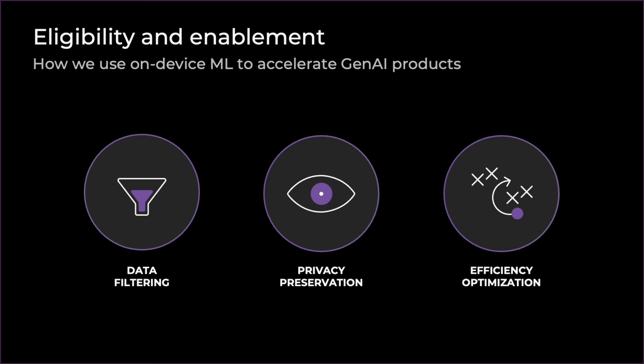And third, efficiency optimization. Performing initial data processing on device can reduce the computational load on the server, leading to faster and more efficient overall processing. By integrating on-device models in your Gen AI pipeline, you can reduce latency for the user and processing costs for the business, which all leads to a more cohesive user experience and a more scalable product.